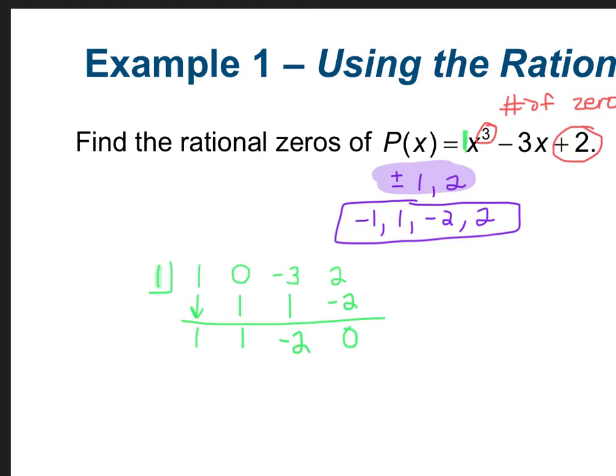You guys agree? So what did you just prove to me when we just did that synthetic division? That 1 works. That means 1 is a factor. So I'm going to go over here and I'm going to say, okay, x equals 1. I know one of my zeros is x equals 1. How many zeros should I have? How many x equals should I have? 3. We said that at the beginning.